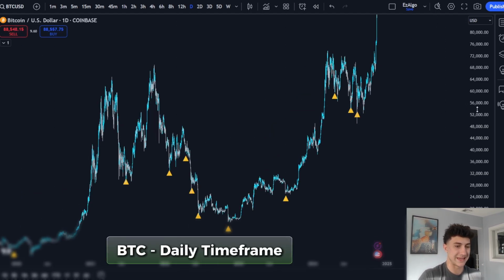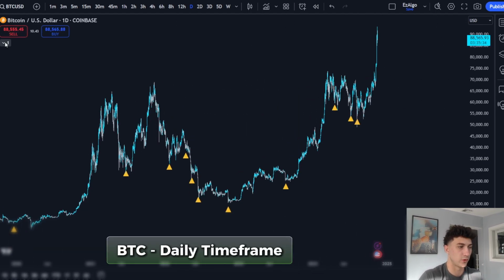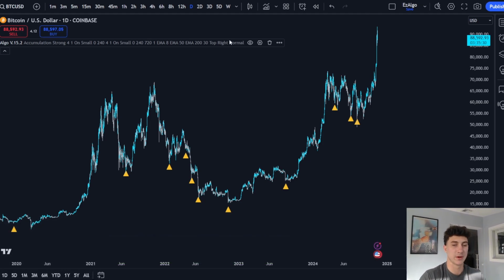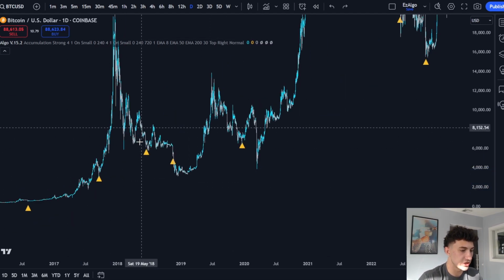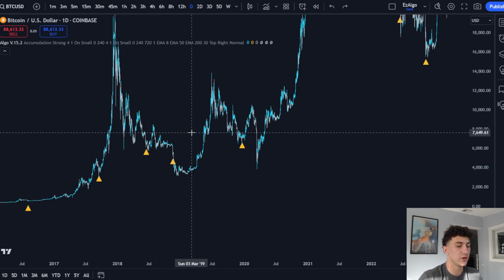To start, we're going to go to a daily time frame. These signals were meant for a daily time frame. You can go to lower time frames as well, 12-hour, 8-hour, but a 4-hour and above time frame. But for the highest accuracy and the highest likelihood of the trade going our way, we want to go to a higher time frame.